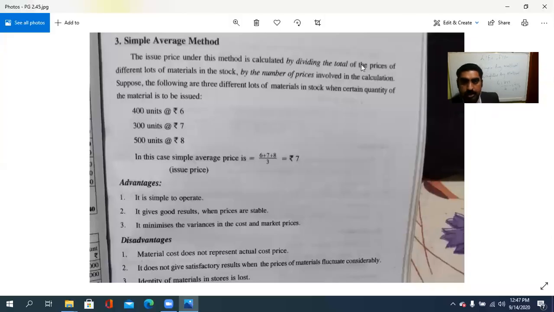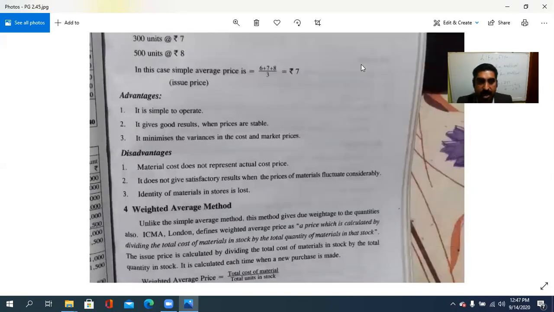So these are the 3 things. The price is 6 for one unit, 7 for another unit, and 8 for the third unit. So 6 plus 7 plus 8 divided by 3, that is 21 divided by 3. 7 is the price for that. So with that 7 rupees, they are taking the issue. This is the simple average method.